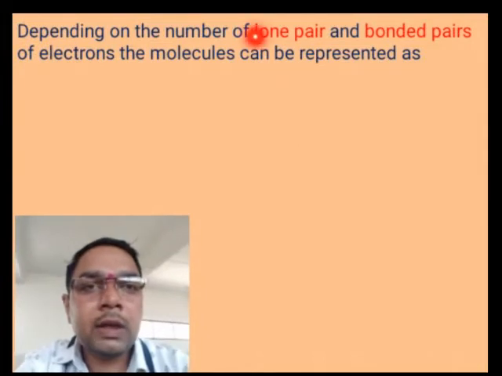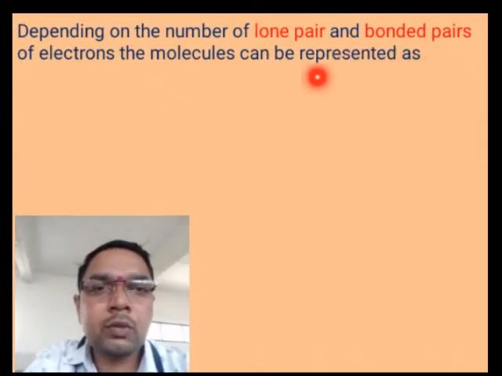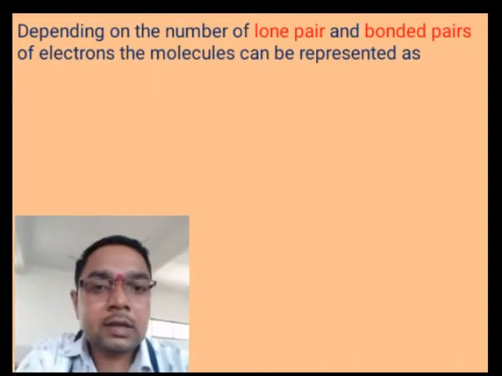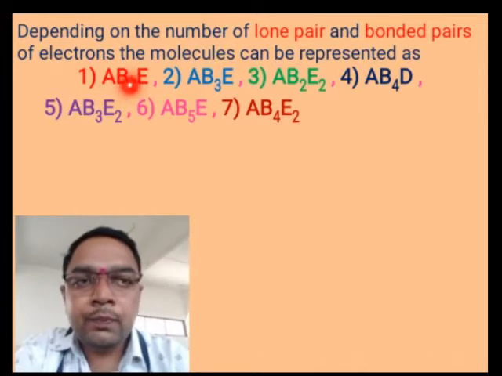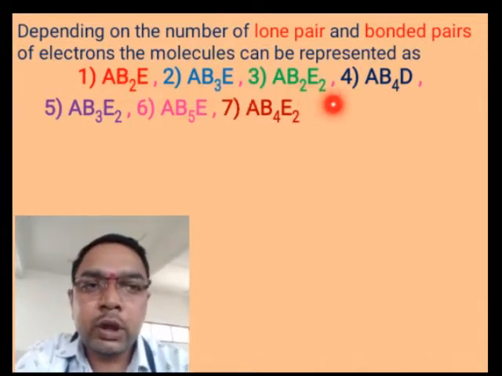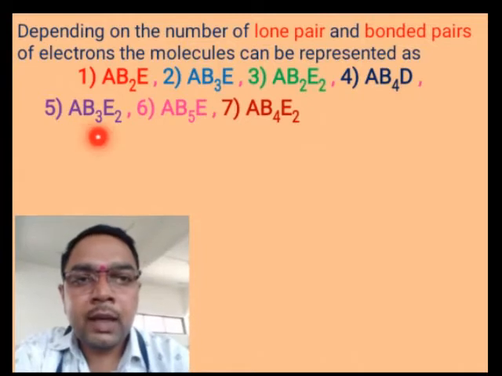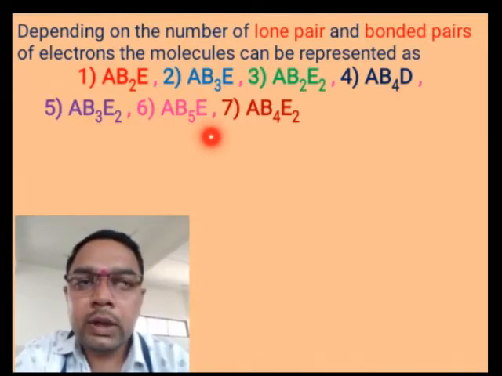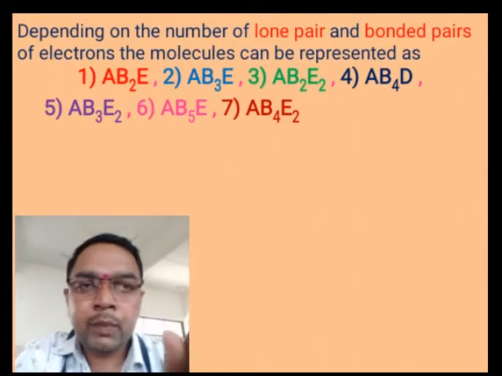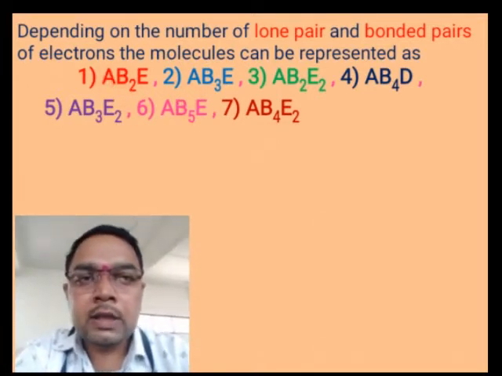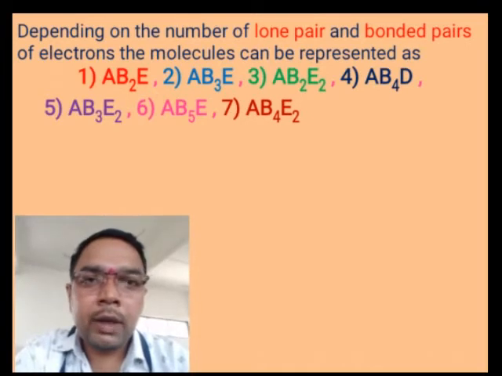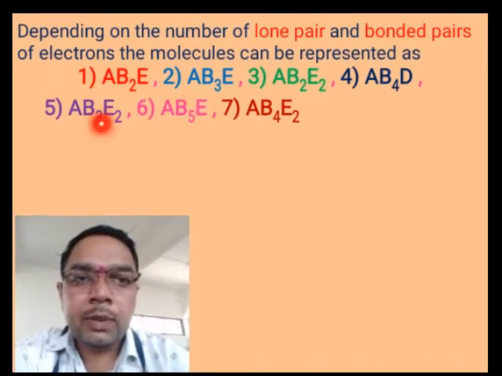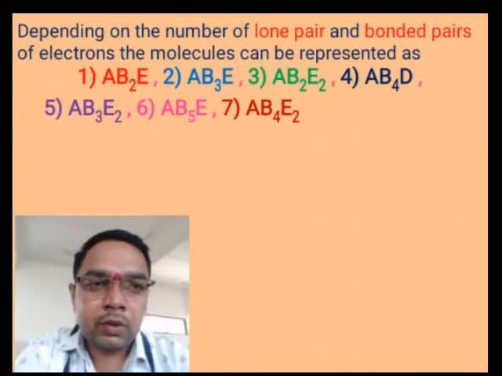Depending on the number of lone pairs and bond pairs, the electrons of the molecules can be represented in 7 ways: AB2E, AB3E, AB2E2, AB4E, AB3E2, AB5E and AB4E2. In this case, A represents the central atom, B represents the bonding pair of electrons, and E represents the lone pair of electrons.